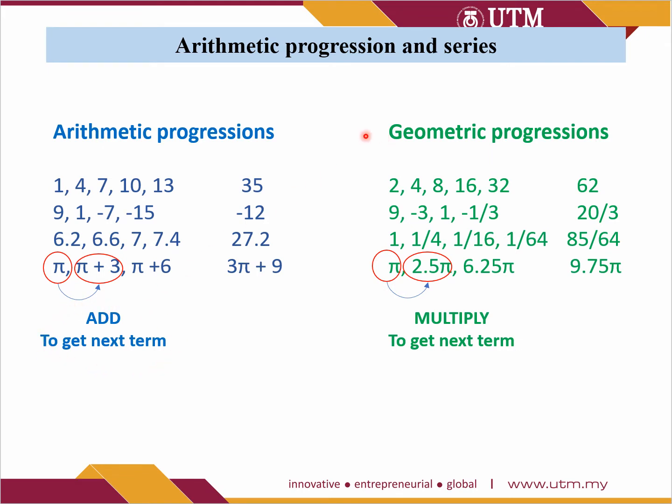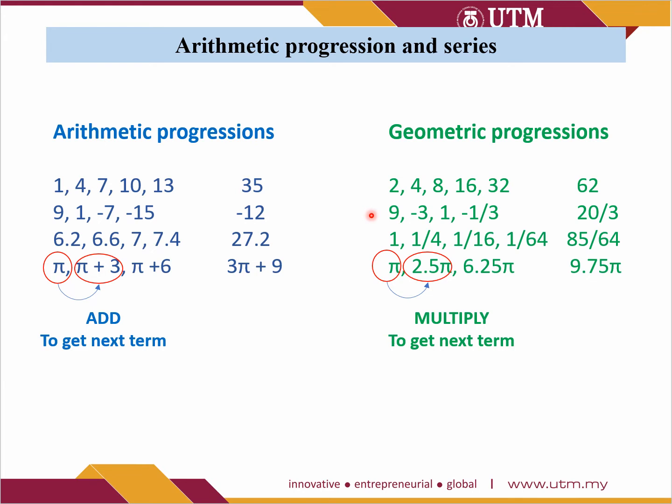The next type of progression and series, we call it geometric progression, where to get the next term, we need to multiply with a value. So in order to get the ratio of this, we will have to divide the second term by the first term. For example here, to get the second term, we need to multiply with 2. Obviously, when we multiply 2 with 2, we get 4, 4 times 2 we get 8, 8 times 2 we get 16, and so on.